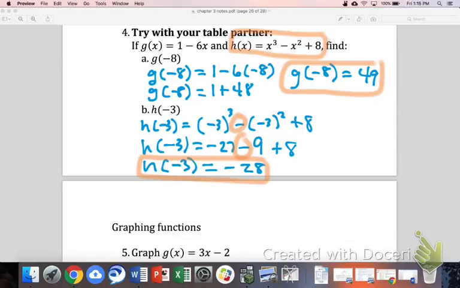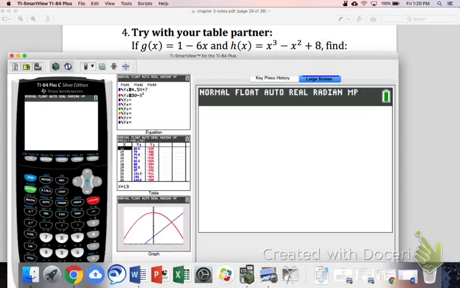Wait, I will. So check this out. I've got to switch screens on you a little bit. Here is the second one, the h of -3. I'll show you how you could have done this on your calculator. We'll talk about the work you've got to show. If you know how to use your graphing calculator, the work you need to show is going to be sort of minimal. So this is kind of a cool thing.